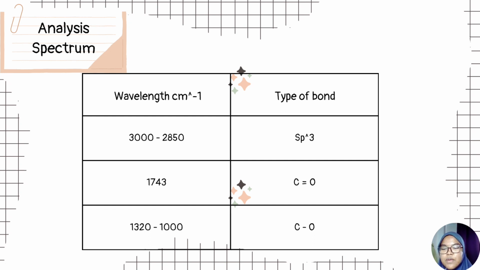Next, at wavelength 1743, the type of bond was C double bond O stretching. Lastly, at wavelength range 1320 until 1000, the type of bond that was shown was C single bond O.